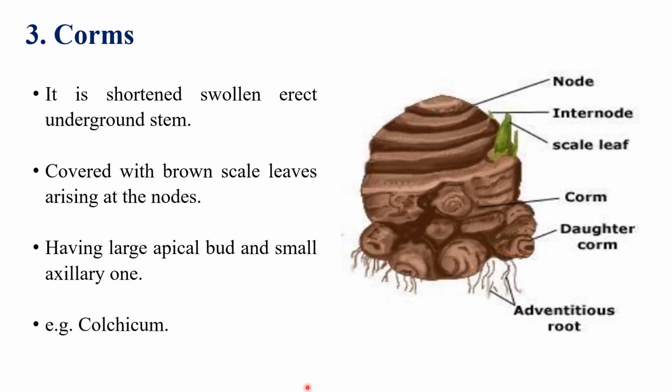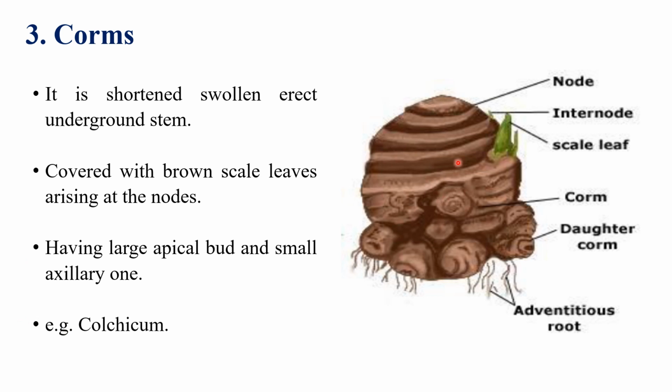The third type of subterranean stem is the corm. It's a shortened, swollen, erect underground stem. It's also swollen, such as the tuber, because it's full of reserve food material, usually starch. And here we can see obviously the place of nodes and internodes, and also the place of nodes is covered with brown scaly leaves. Usually the leaves present on the subterranean organ are scaly, because if they are brittle they will be broken. They have to be scaly to withstand the harsh conditions under the soil.